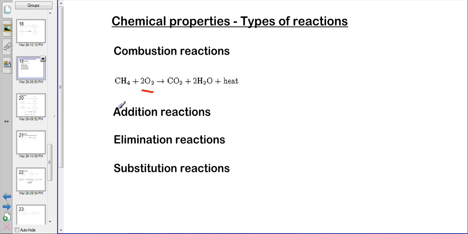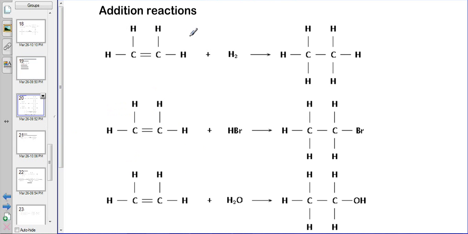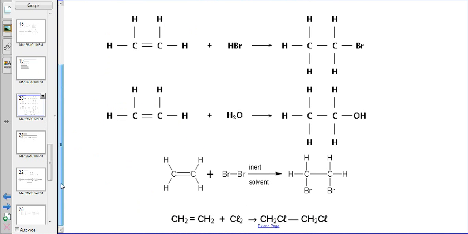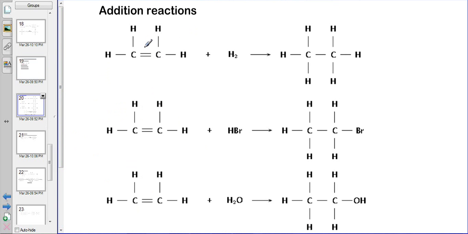Another type of reaction we have is addition reactions. We have elimination reactions and substitution reactions. In today's lesson, we will focus more on addition reactions. Now, if you look at these three examples that we have here, and there are two more below, we see that in an addition reaction, alkenes always undergo addition reactions.